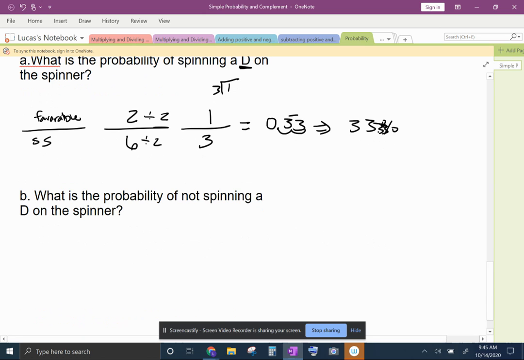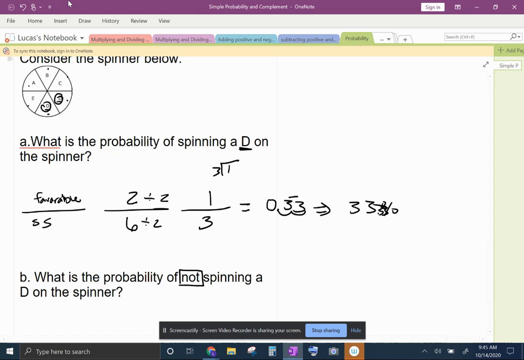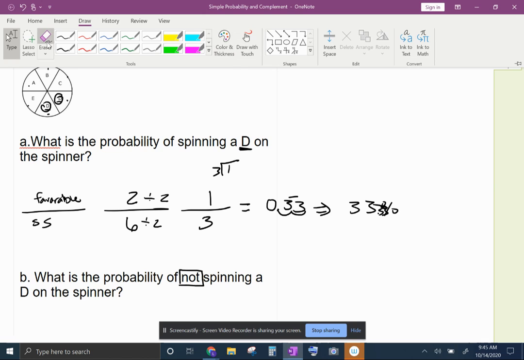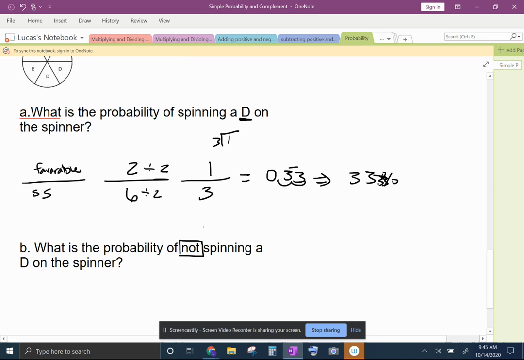So let's look at this next one. Now it says, what is the probability of not spinning a D? Interesting, not spinning a D. Let me go here and erase some stuff because I don't want us to get confused. Okay. So it says not spinning a D.